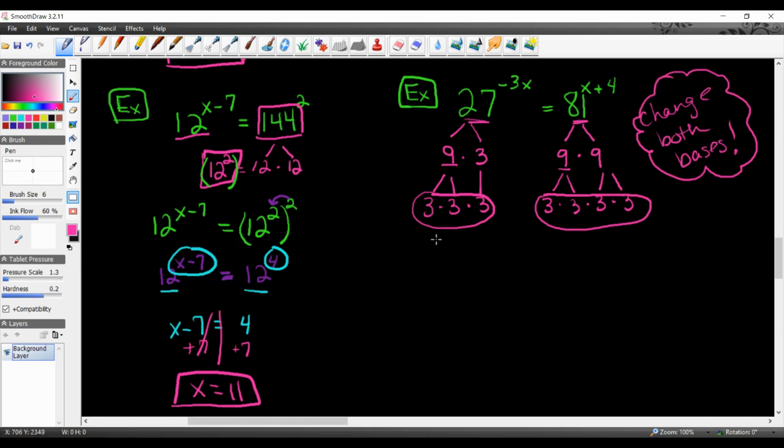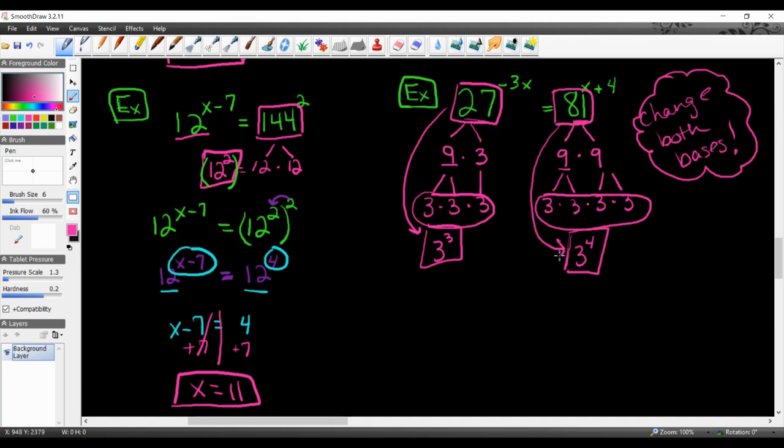Anyway, so this first one is 3 to the, let's see, there's 3 of them. So 3 to the third power. And this one, there's 4, so 3 to the fourth power. So just like before, we're going to replace 27 with 3 to the third and 81 with 3 to the fourth. So we have a double replacement. Okay, so let's try that out.